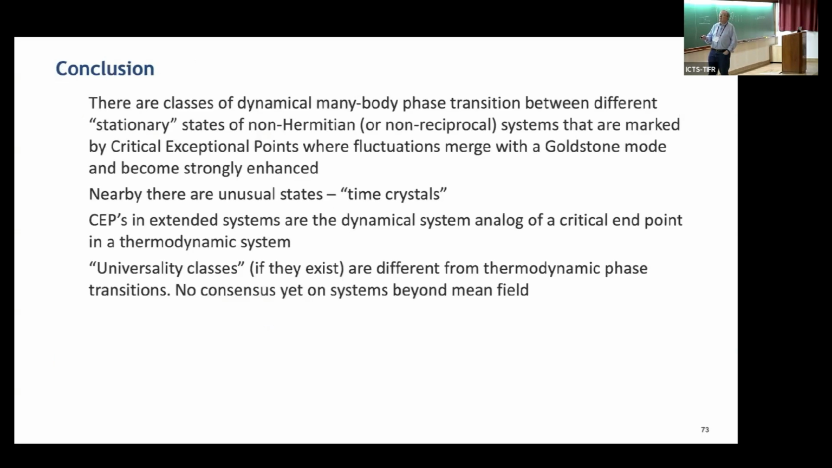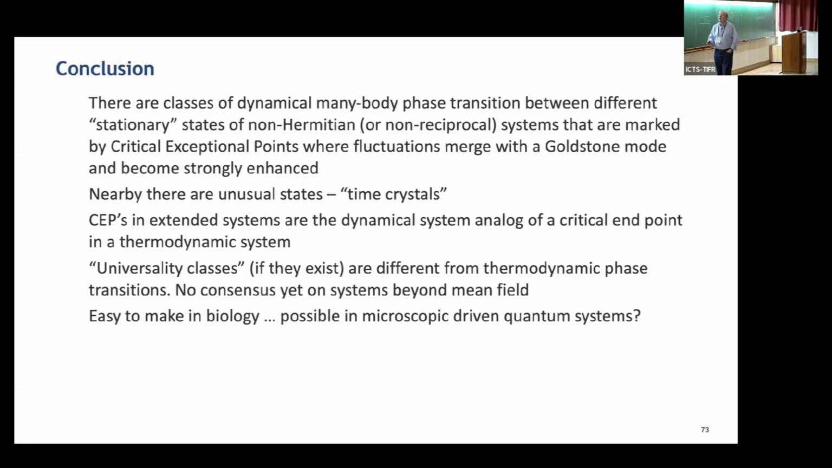So here are my conclusions. The first one is that I think there really are classes of dynamical many-body phase transitions between different stationary states, things which are already synchronized, but have an internal degree of freedom to jump between them. And in between that, there are unusual states. Sometimes people would like to call these time crystals. These are a dynamical system analog of an exceptional critical endpoint, and they have, we think, although I can't be sure about that, probably universality classes which are different from thermodynamic phase transitions.